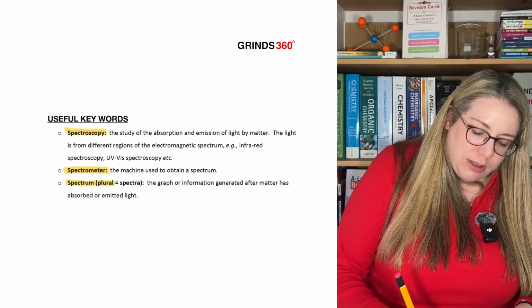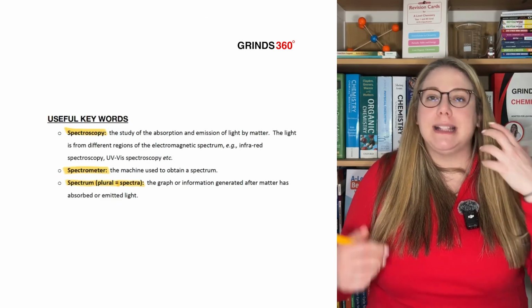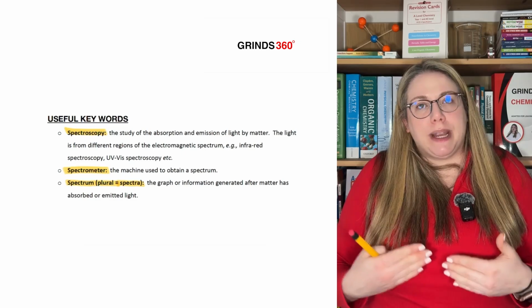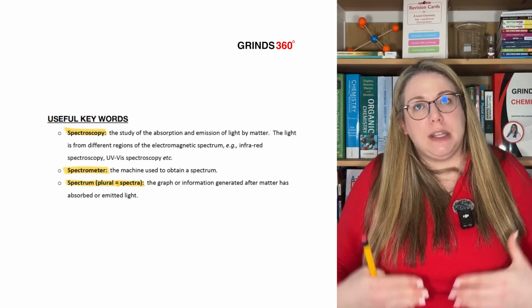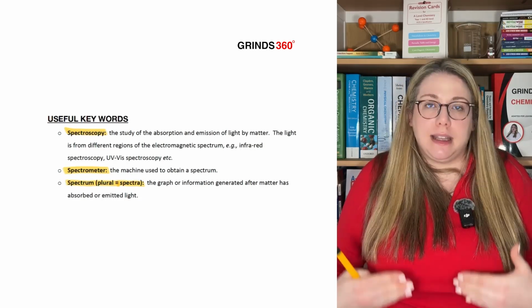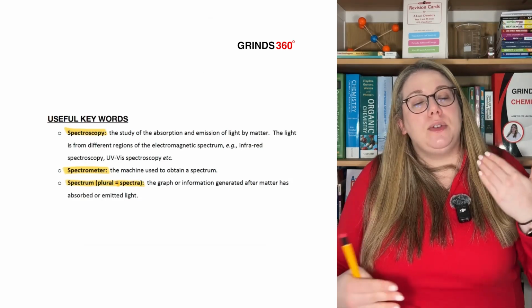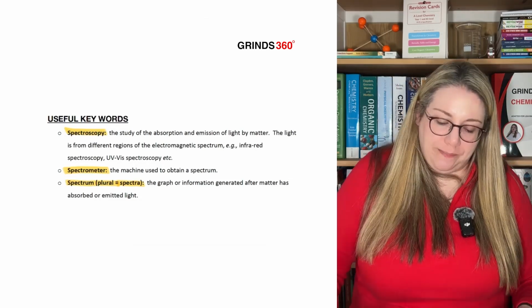Spectrum is one, and spectra is plural, more than one. This is the image that the spectrometer produces after the analysis. It's the graph that it gives you, or the series of data that it gives you. So if it gives you one image, that's a spectrum. If you do more than one analysis, that would be spectra, for more than one.